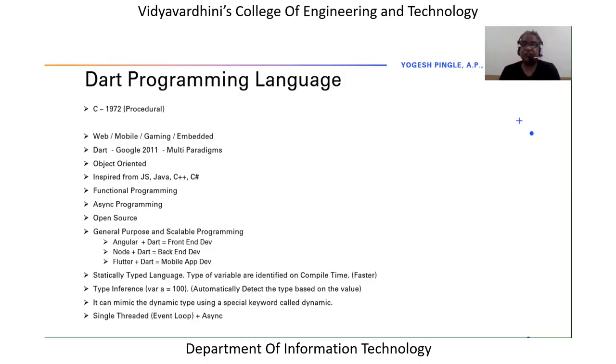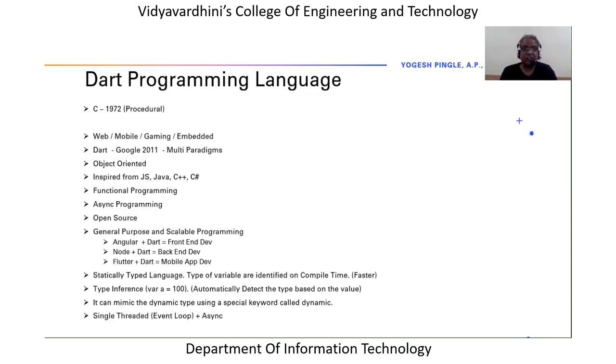So what are the different features of Dart? Let's take them one by one. It's object oriented. It is inspired from JavaScript, Java, C++, as well as C#. It is inspired from all these things. You will come to know, once I show you, how you can do different kinds of programming with the help of Dart. You can have functional programming over here, async programming. This is an open source product, and you can see the general purpose and scalable programming of Dart.